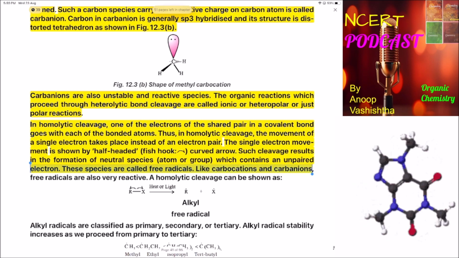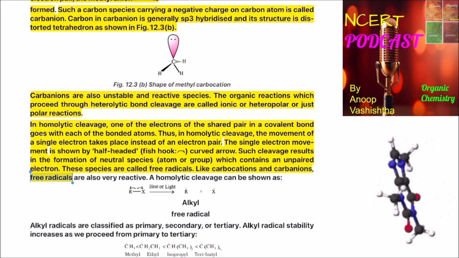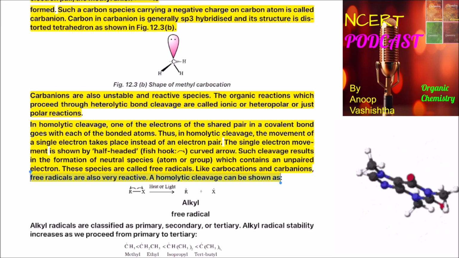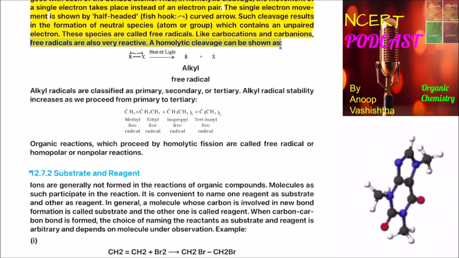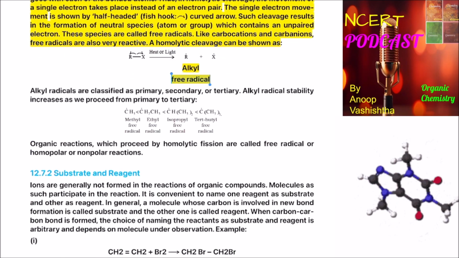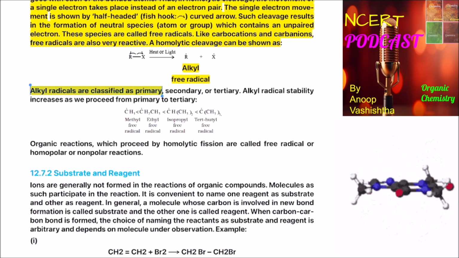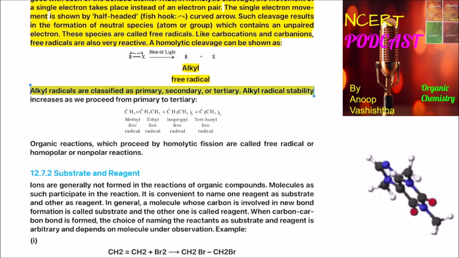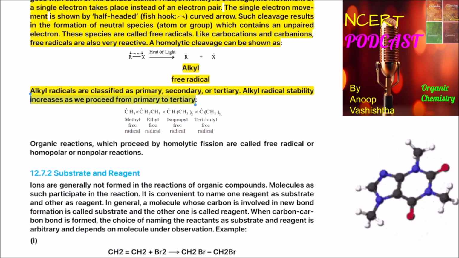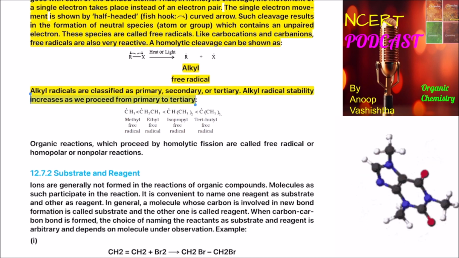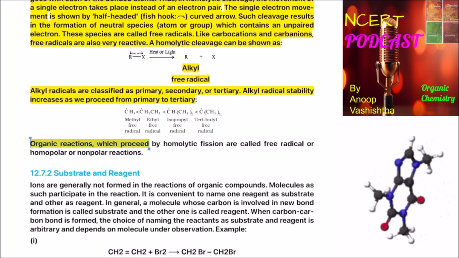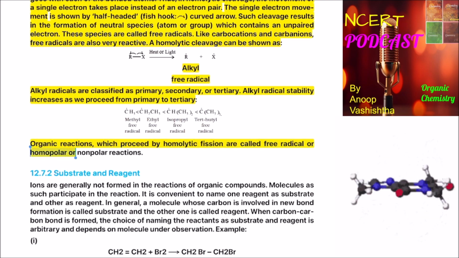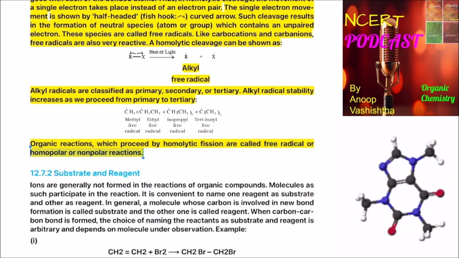Like carbocations and carbanions, free radicals are also very reactive. A homolytic cleavage can be shown as giving an alkyl free radical. Alkyl radicals are classified as primary, secondary, or tertiary. Alkyl radical stability increases as we proceed from primary to tertiary. Organic reactions which proceed by homolytic fission are called free radical or homopolar or non-polar reactions.